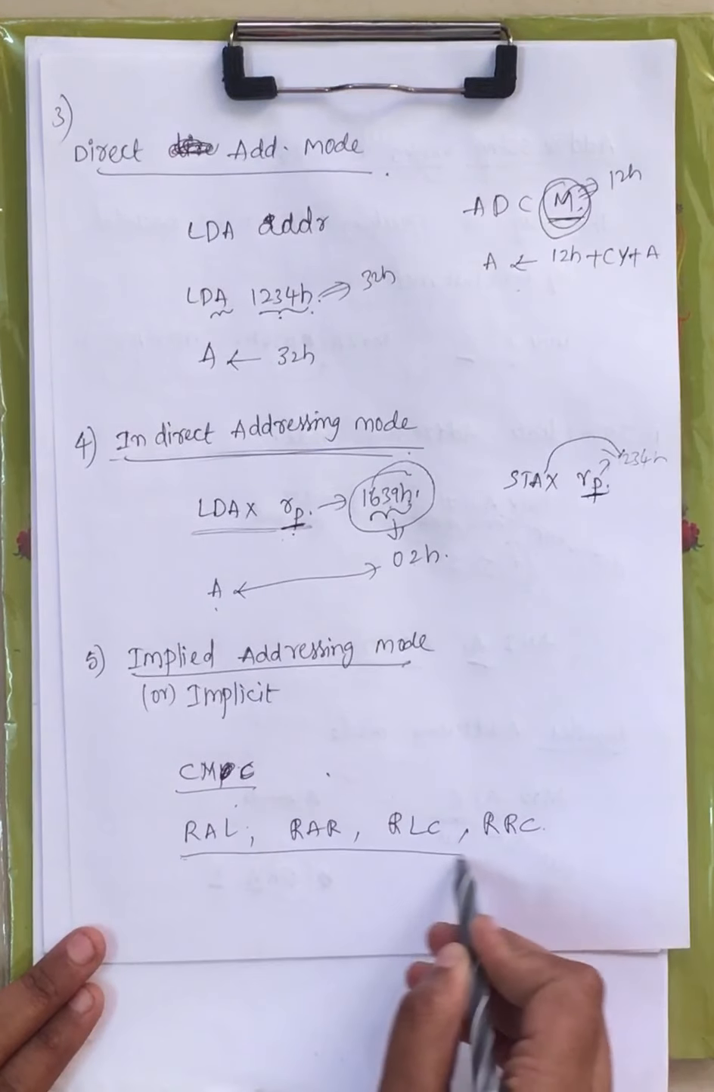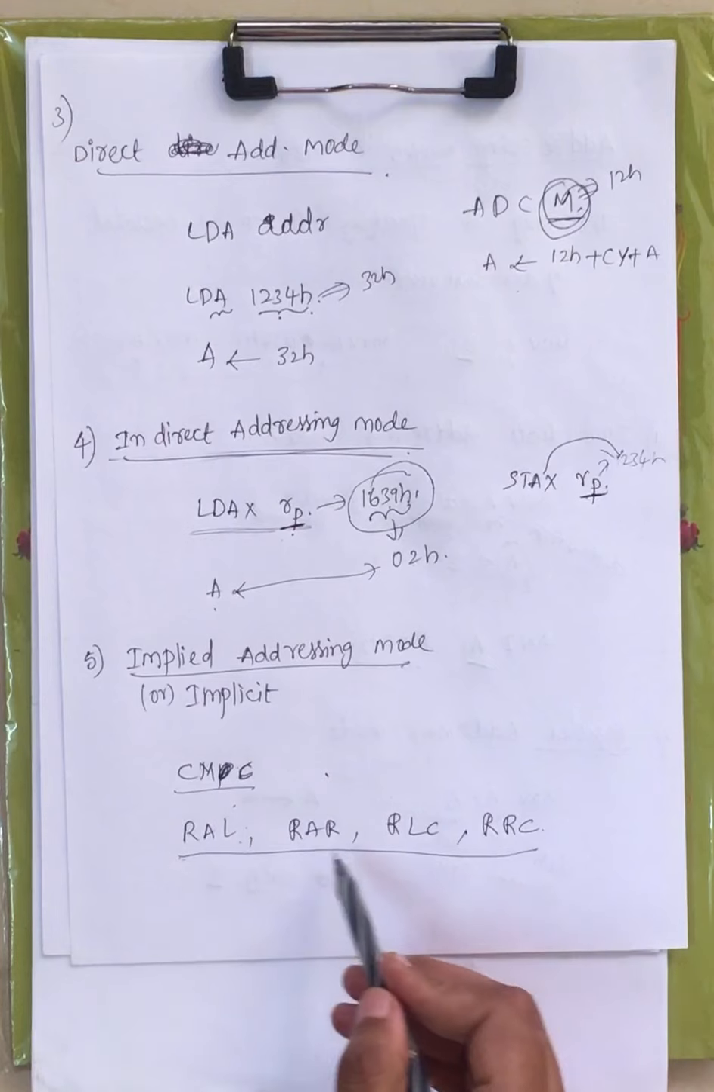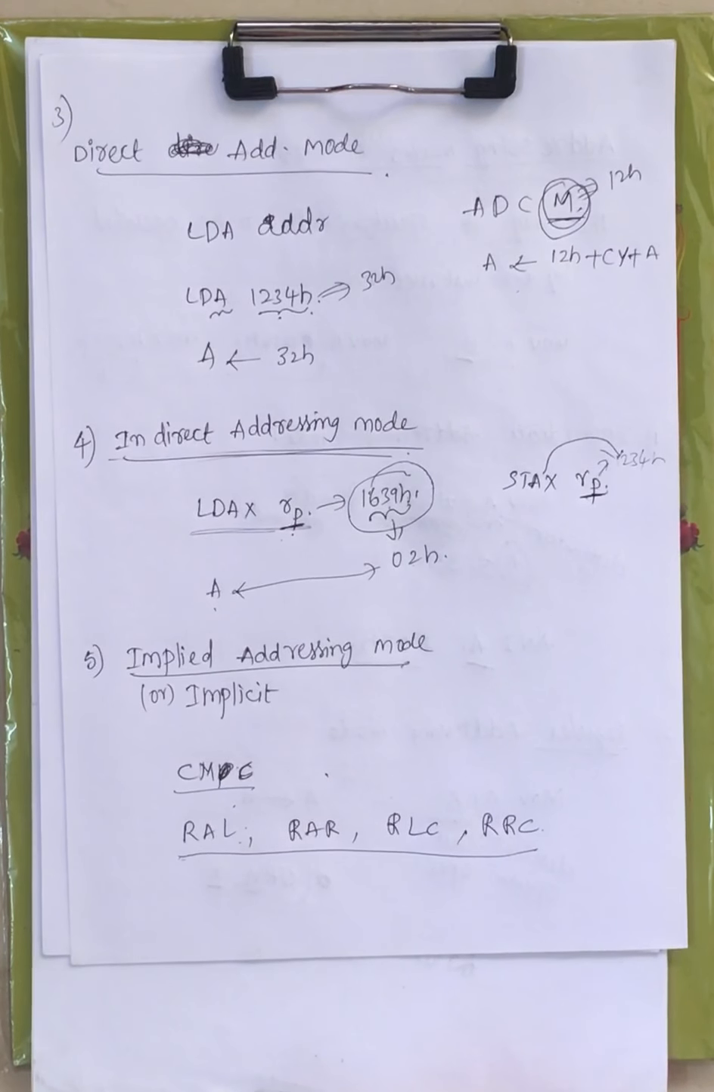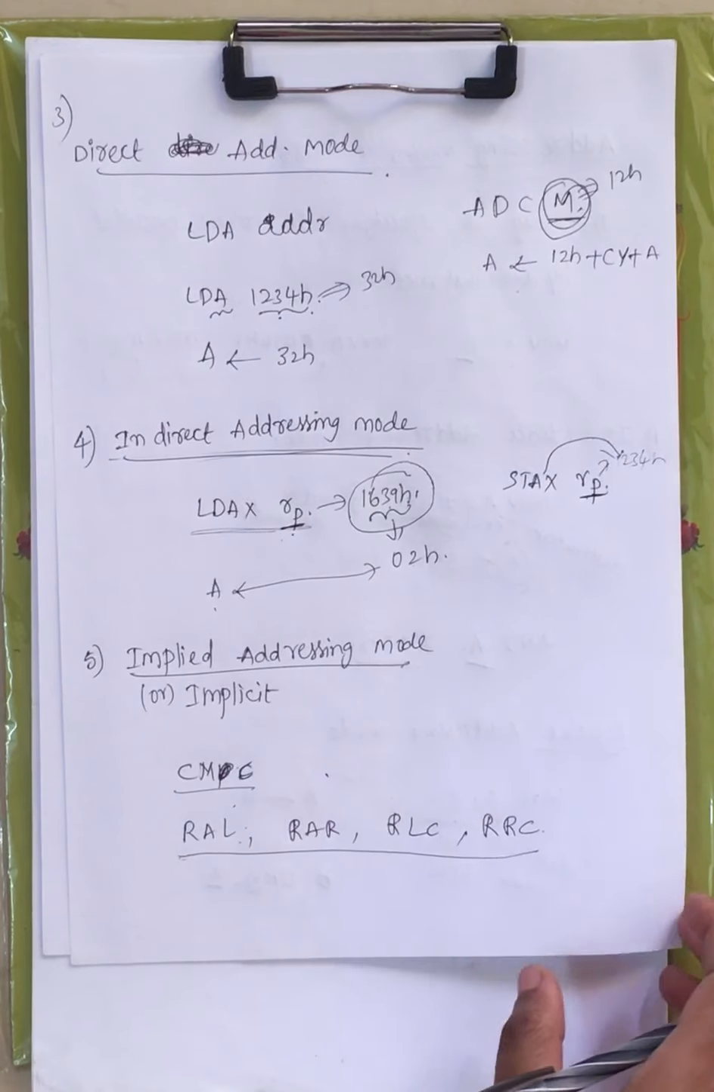If you see this set of logical instructions, here we don't have any source operand or destination operand, right? Now what is meant by implicit addressing mode? In this implicit addressing mode, in a given instruction, we don't have any source operand or destination operand. All those instructions come under the category of implied or implicit addressing mode, right? Now this is about your five different addressing modes.